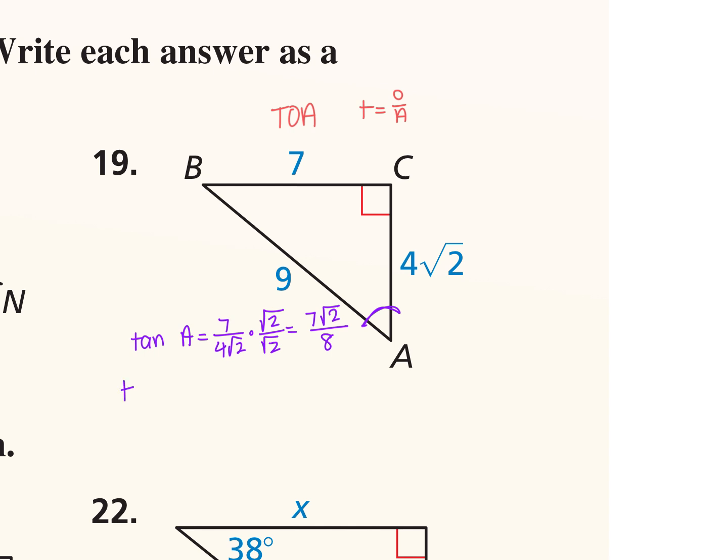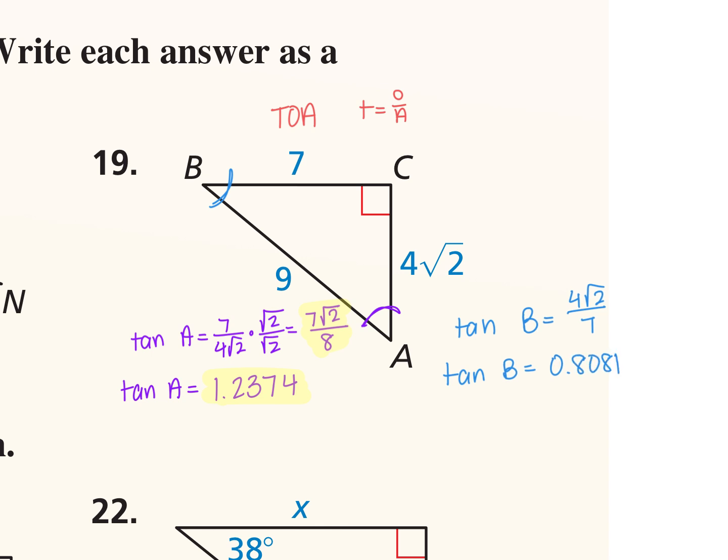And then changing that to a decimal, tan angle A equals 1.2374. Again, you cannot have a radical as your denominator. And then going ahead and solving for angle B using tan. I'm going to have tan B equals opposite for radical 2 over my adjacent side. That one's in the correct form. And then changing it to a decimal, 0.8081.